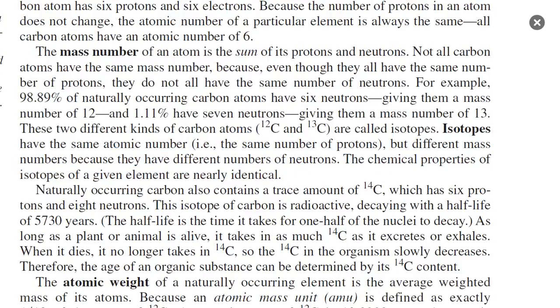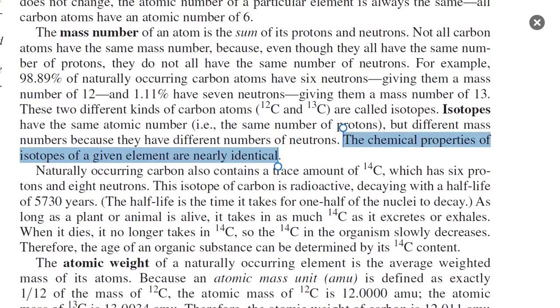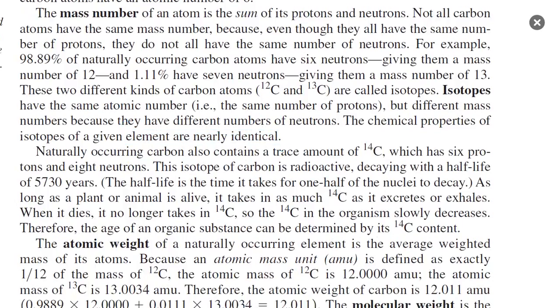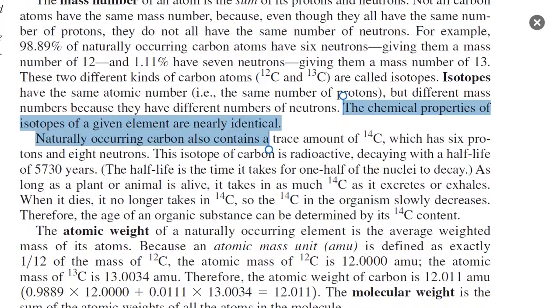And we're going to talk about how the chemical properties of the isotopes of a given element are nearly identical. So if you talk about chemical properties, they are going to be the same. Neutrons are neutral, they're not going to bring much change in chemical properties. So what will you see in the chemical properties of isotopes? You will see the same, nearly identical chemical properties. That's quite good, isn't it?